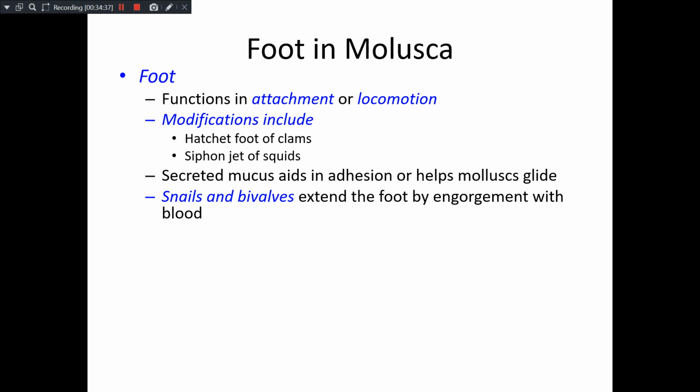Modifications: the two main types of modifications which we can see are the hatchet foot, which you see in clams, and the siphon jet, which you can see in squids. Especially the foot secretes mucus, and the mucus helps in the attachment and also in gliding.